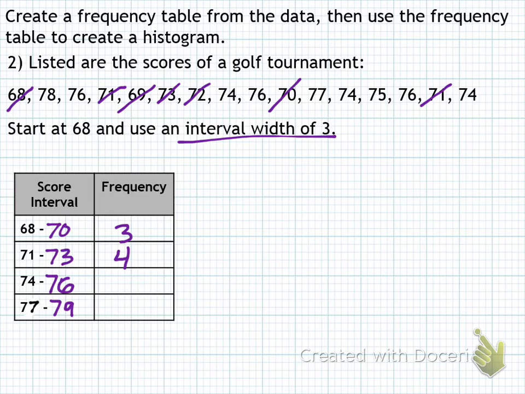Okay, then between 74 and 76, including those, so 74, 75, or 76, I have 1, 2, 3, 4, 5, 6, 7, the last one also. Okay, so I have 7 there, and then between 77 and 79, it's just what's left, so 2, yes, okay.